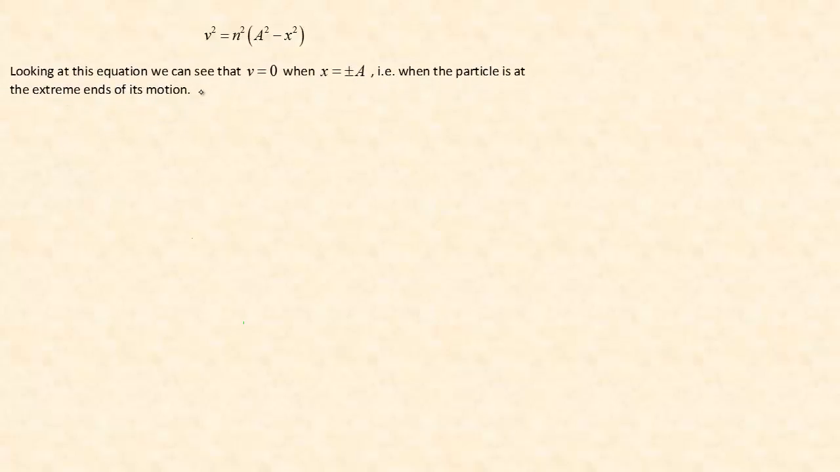Looking at this equation, we can see that v is equal to 0 when x is positive or negative a, i.e. when the particle is at the extreme ends of the motion, and we know that to be true. We've described that before. We can also see that when x is equal to 0, v is positive or negative n times a. So the maximum velocity is na.